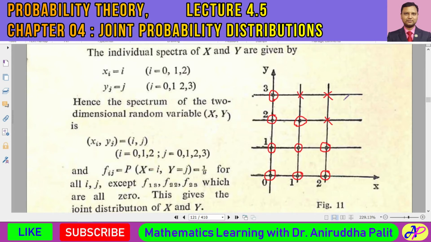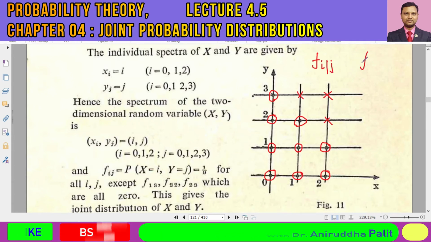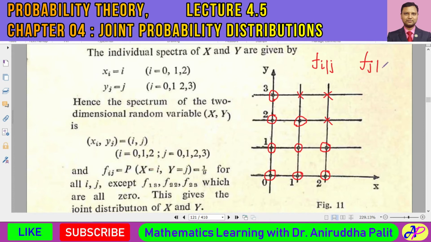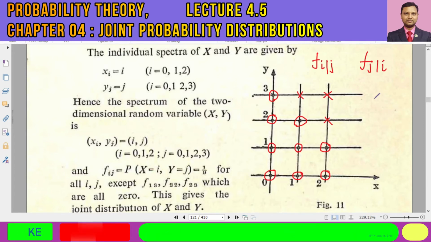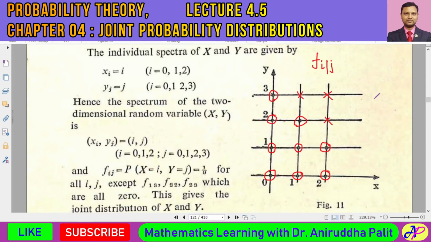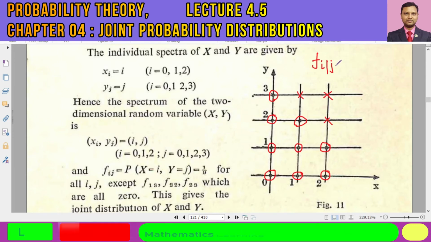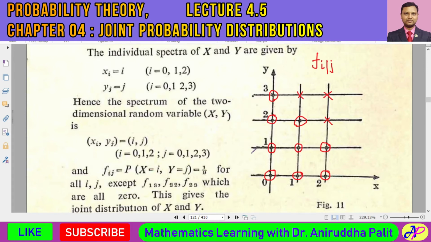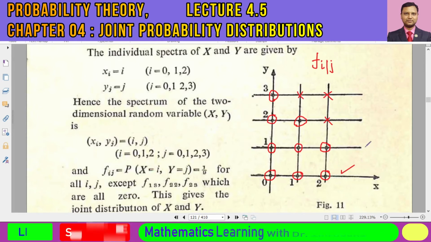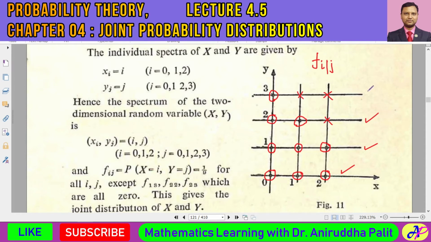So how to find the conditional density functions? We shall have to find f(i given j). I am over here going to discuss only one case, f(i given j). Similarly you can find f(j given i). The possible values of j are j equal to 0, j equal to 1, j equal to 2, and j equal to 3. These are the 4 possible values of j.